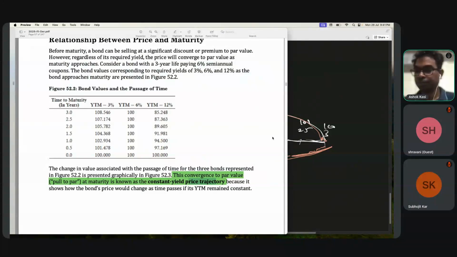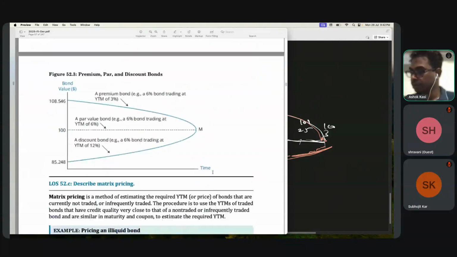Is it okay now? Yes, sir. Okay. Constant yield price trajectory. This term you should remember.